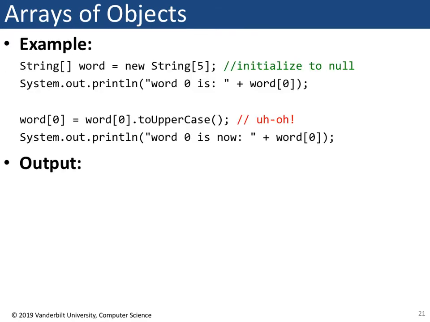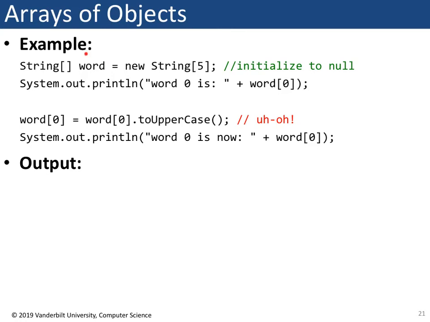Let's see if we can predict what the output of this code will be. We declare a string array called word. We create a new string array object with 5 elements. And when we have created this string array object, each of the elements is initialized to null.